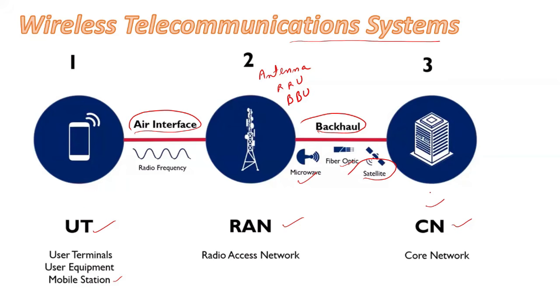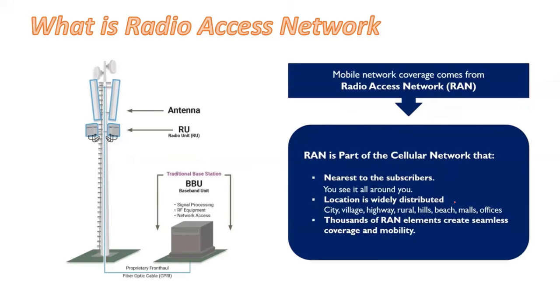So you have the user terminal, you have the RAN, and you have the core network. Now let's focus on the radio access network. The radio access network is the part of the wireless telecom system that is nearest to the subscriber, right? You can see it on the malls, on the mountains, on rooftops, wall mounted on a building. Its location is widely distributed, so you can see it everywhere, since RAN creates seamless coverage and mobility. So RAN is all around you, okay?